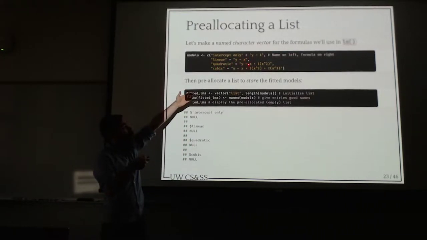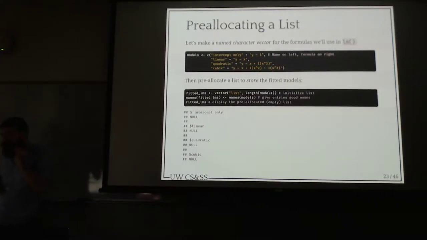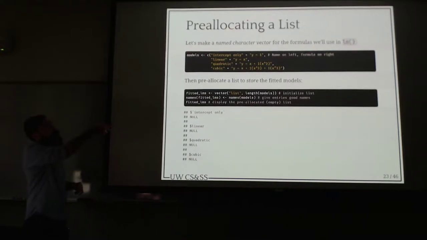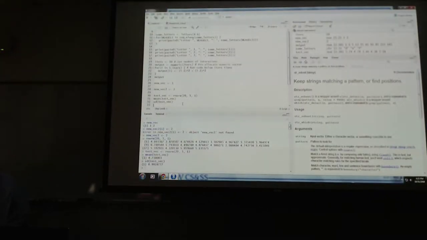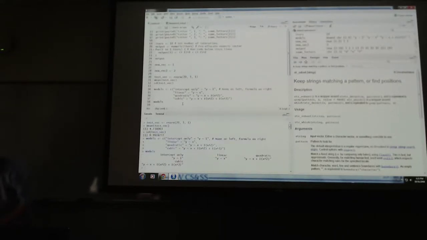Quadratic is y tilde x plus I x squared. That's one of the notations R accepts for fitting a quadratic term. And then the cubic model has the quadratic and the cubic in it. Okay, so this right here is a named vector. If I copy paste this out, this is what it looks like.